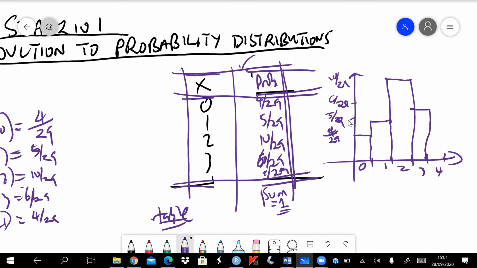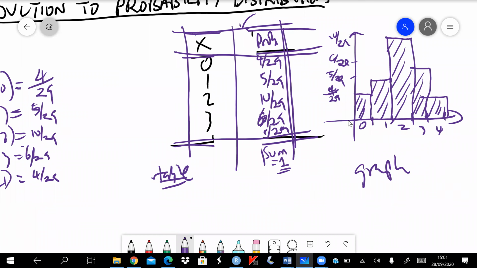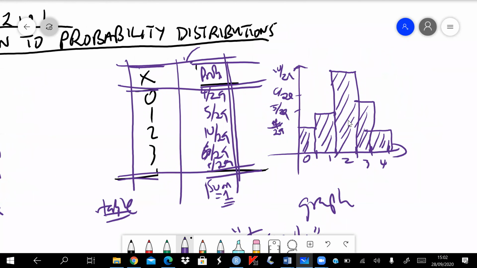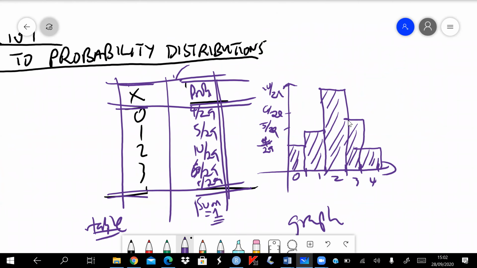What is the last value here? 4, isn't it? 4 out of 29. So that's again an illustration of a probability distribution. So it can be in the form of a table or a graph like this one. And finally, it can be in form of a formula. And in most of the cases in this class, we shall be using a formula to represent a given probability distribution.